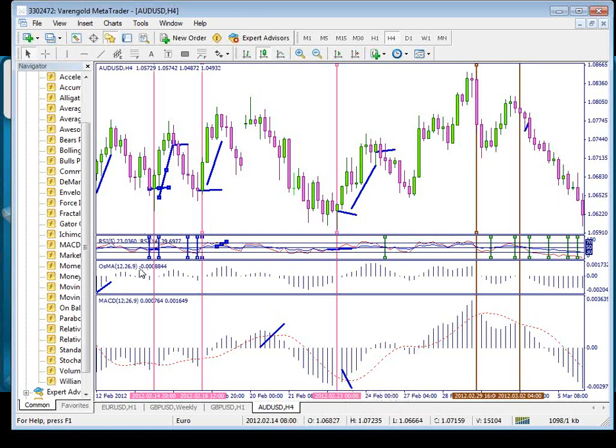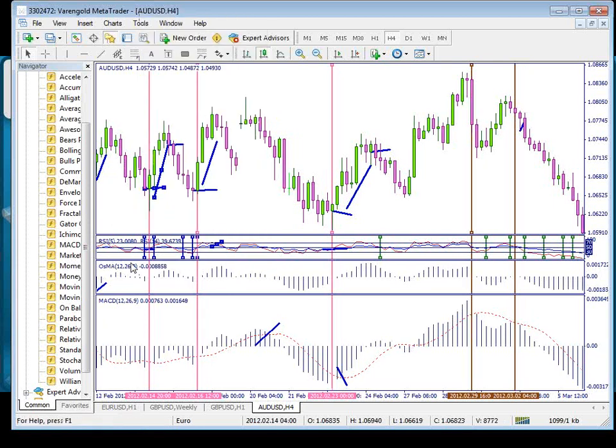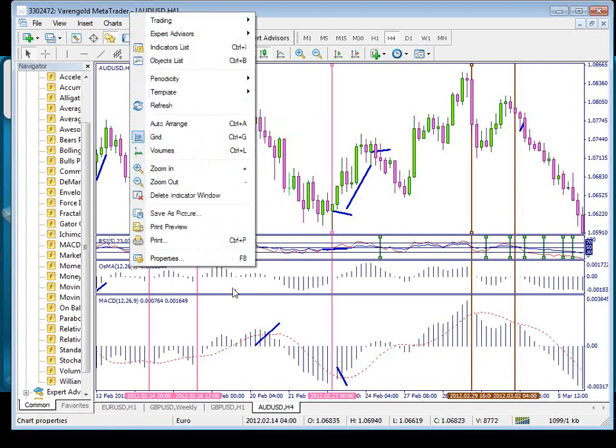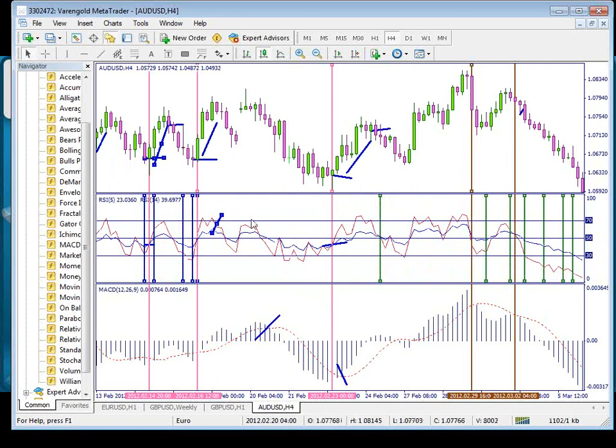I will show you what is the relation between the cross of RSI and the cross of MACD. For this I will delete that indicator. I will make this window bigger, and for the moment I will leave in this window just RSI.